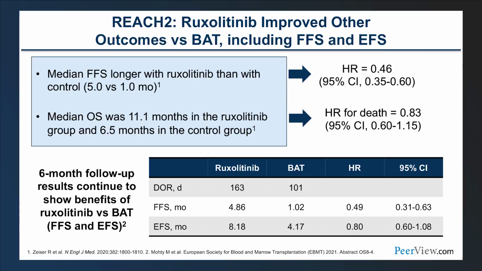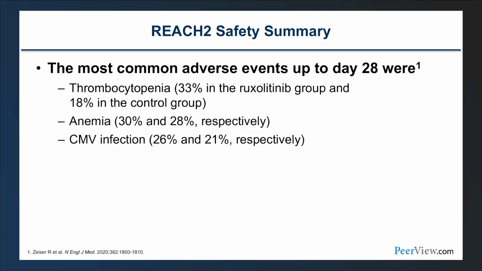The failure-free survival was longer with ruxolitinib than the control. Overall survival was nearly twice as long as well. The 6-month follow-up showed consistent results. Safety, really no new safety signals in this REACH2 study here. Again, the main side effects being cytopenias and infections, including CMV infection.